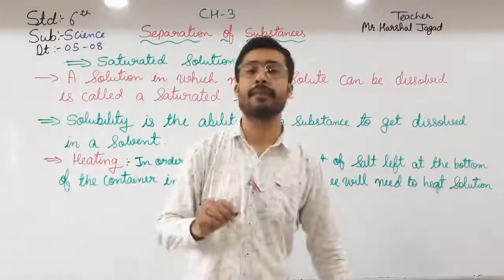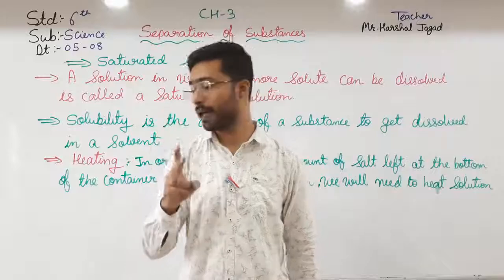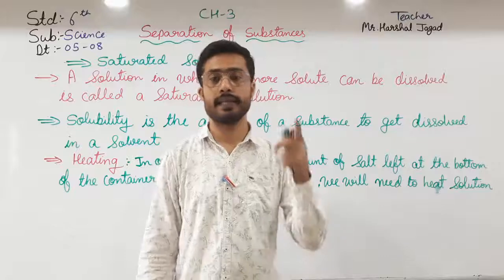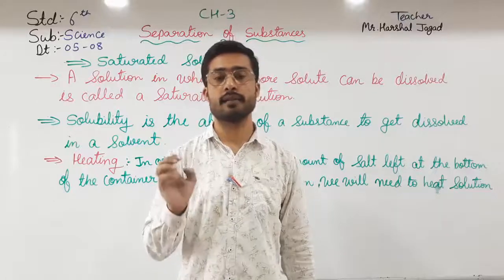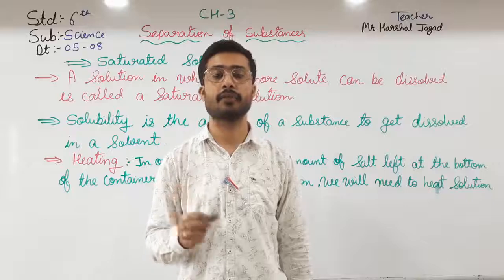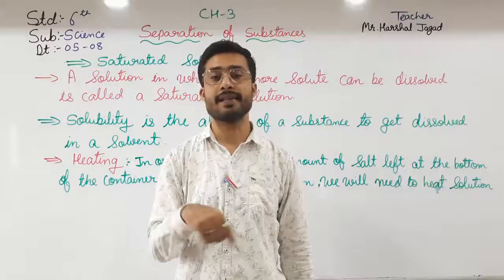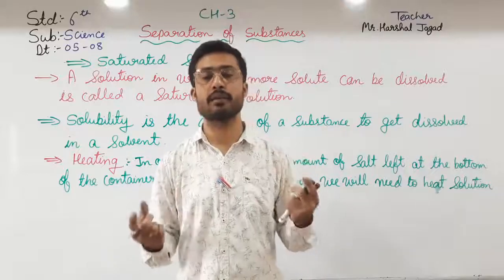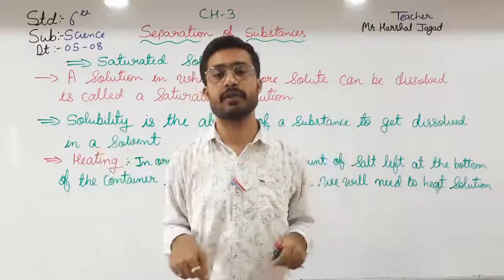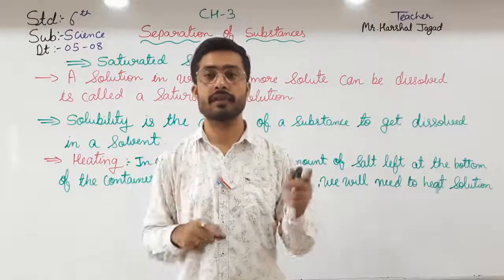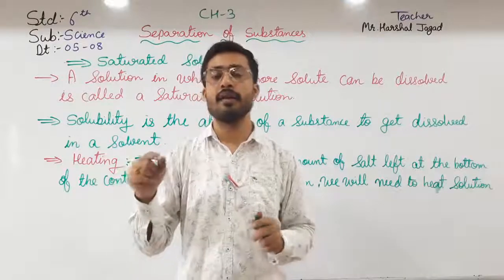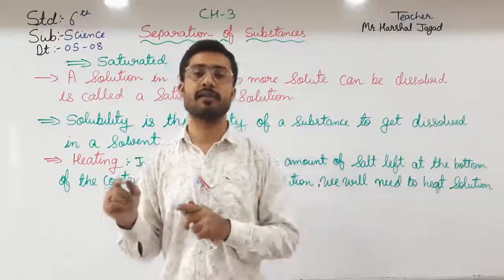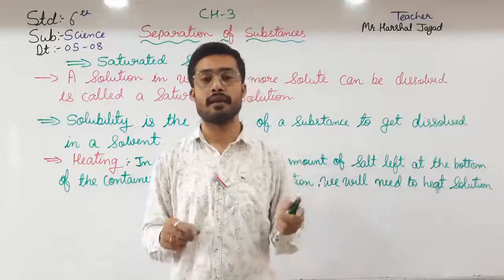So how can the solubility be affected? Heating, stirring, and the powdered form of the solute. In heating, when the sugar is left undissolved, we heat the solution, and it will dissolve. Then in stirring, you take two beakers both half filled and add the same amount of sugar. One beaker you stir, and you can observe that the sugar in the stirred beaker dissolves faster than in the other beaker.